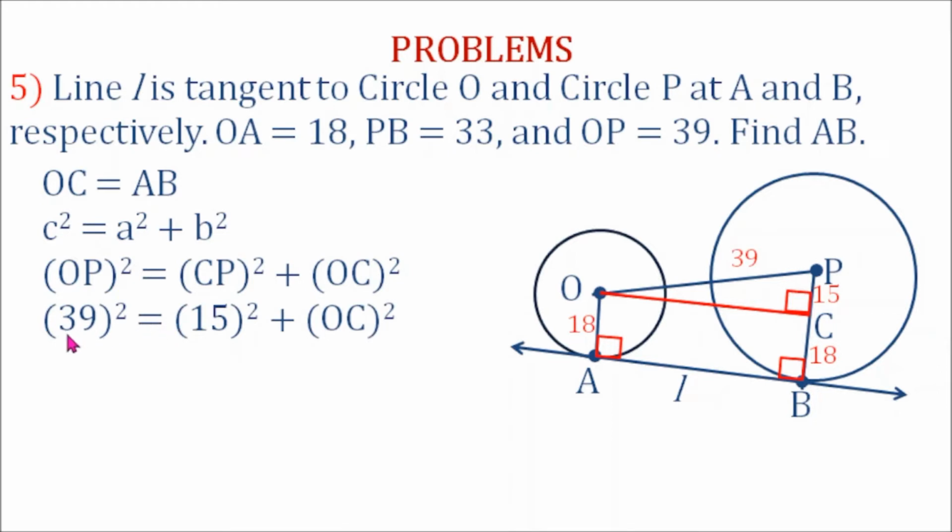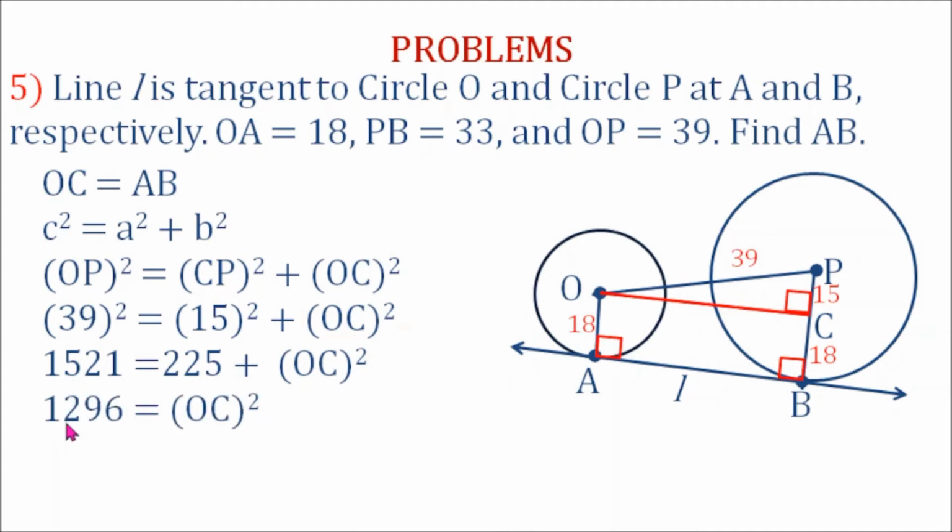Substituting, we have 39 squared equals 15 squared plus side OC squared. 39 squared is 1521, and then 15 squared is 225. So that's why we have 1521 equals 225 plus side OC squared. Now subtracting 225 from both sides, we have 1521 minus 225, that's equal to 1296. So we have 1296 equals side OC squared.